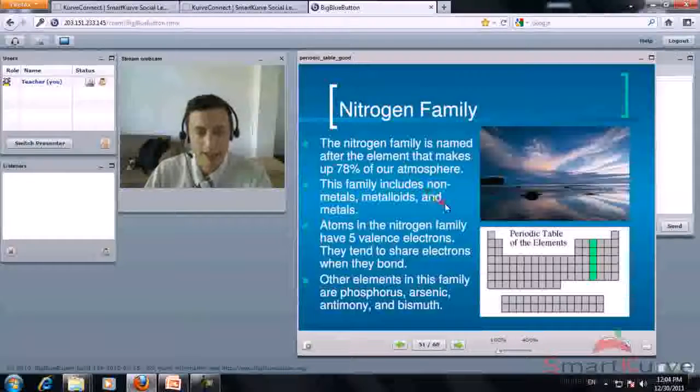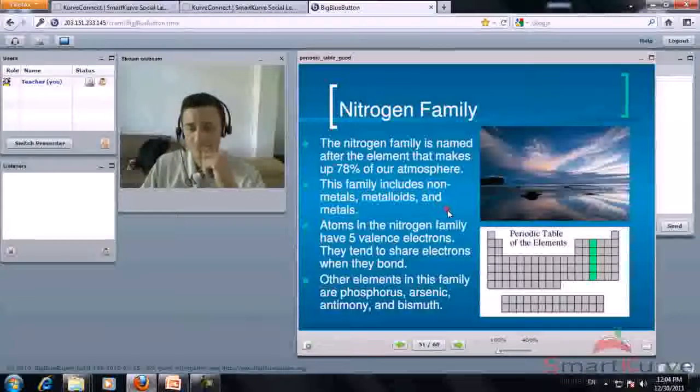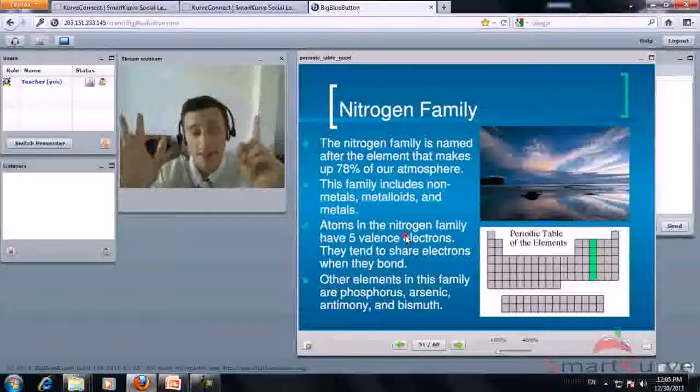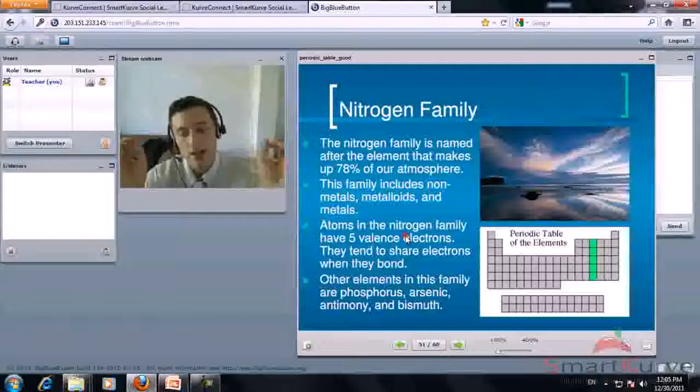Nitrogen, next. You've probably heard of nitrogen gas. It is the element that makes up 78% of our atmosphere. It also includes nonmetals, metalloids, and metals. The atoms of the nitrogen family have 5 valence electrons. They tend to share electrons when they bond.